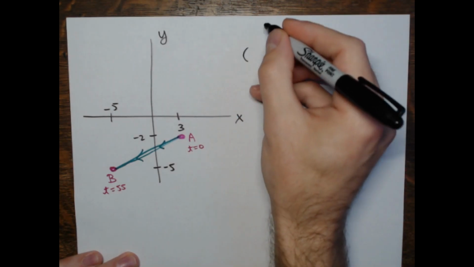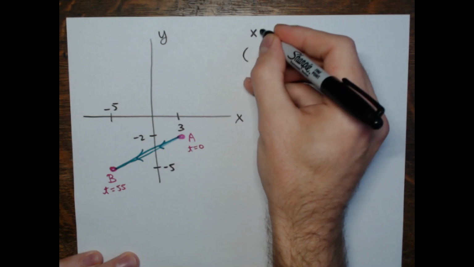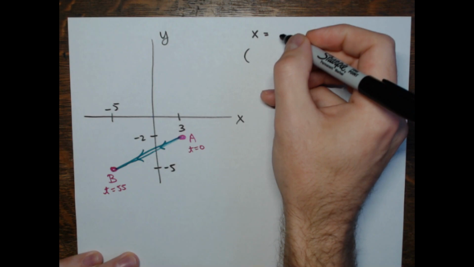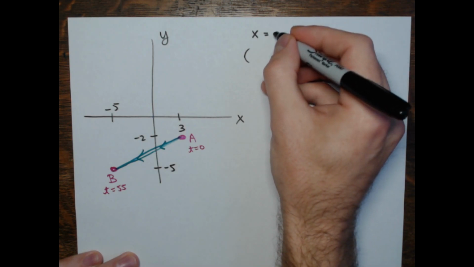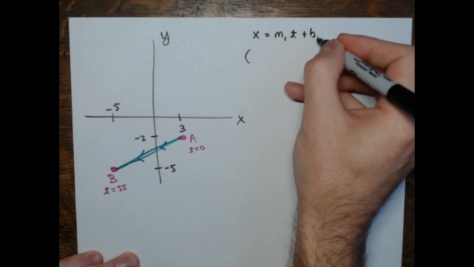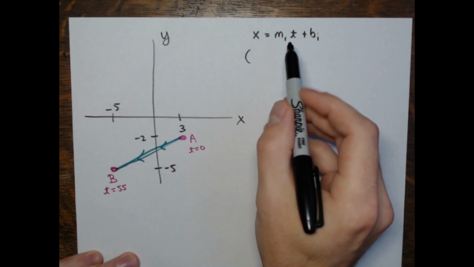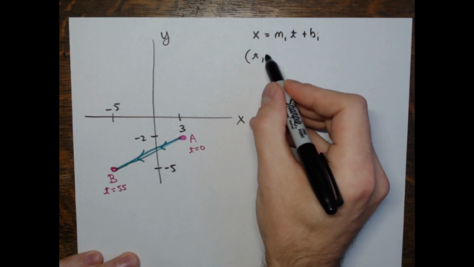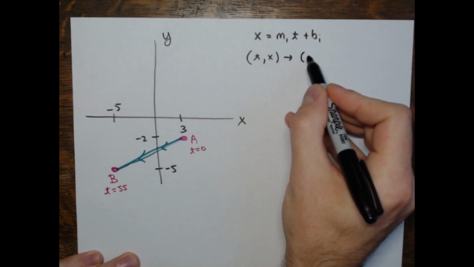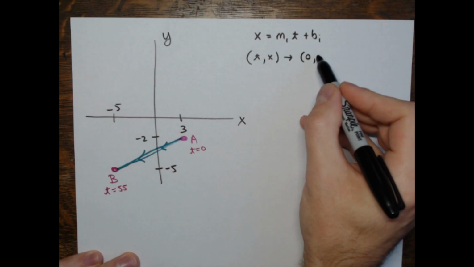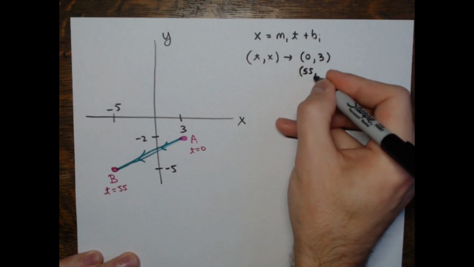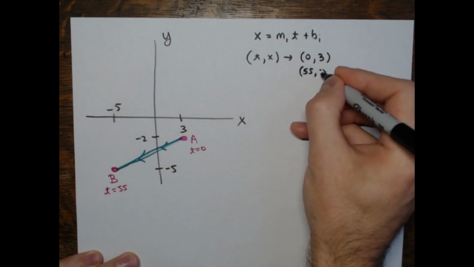All right, so we want the following, right? If we're moving at a constant rate, both x and y are going to be some linear function. So like I did earlier, say x equals m1 times t plus b1, if I want to put it in slope-intercept form. Now, we're looking at ordered pairs like this, input t, output x. I want when t is 0, the x coordinate to be 3, and when t is 55, I want the x coordinate to be -5.